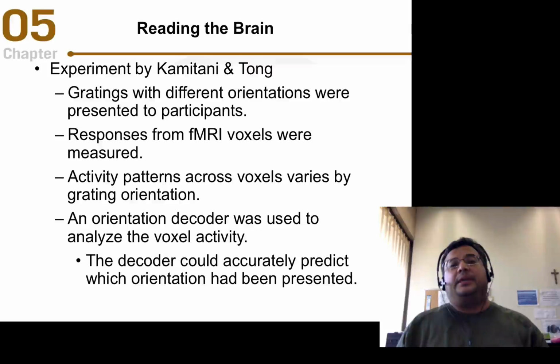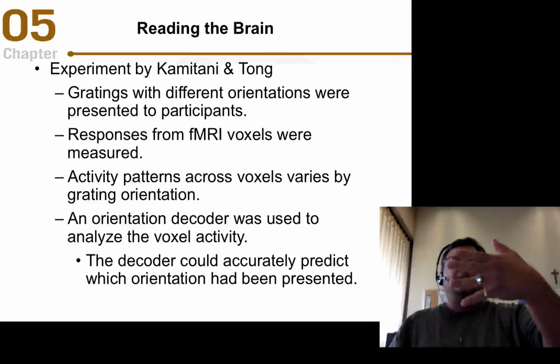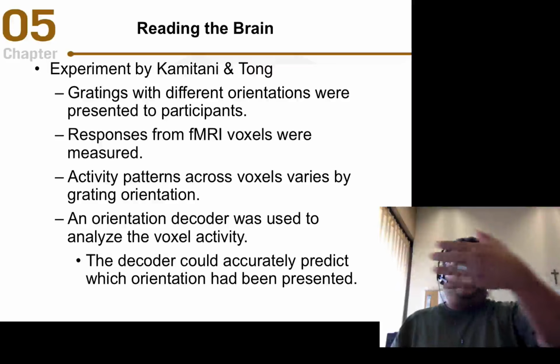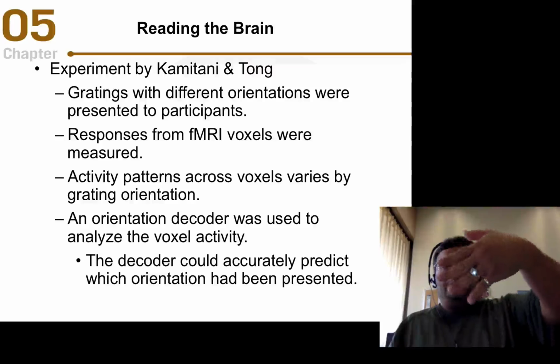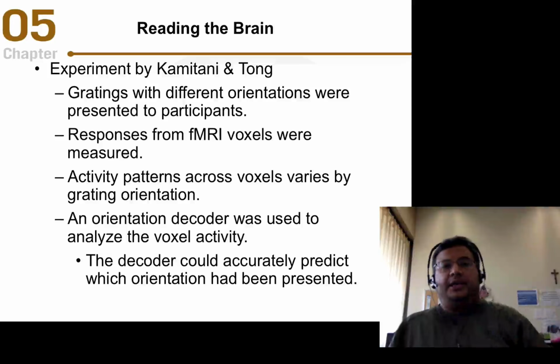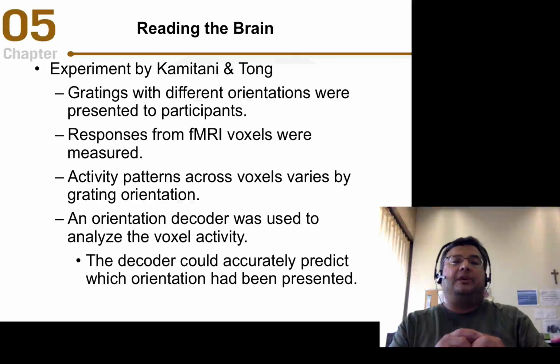And basically what they did was they looked at the way that a part of the visual cortex responded to different gratings. So remember, the gratings are those lines that can be oriented either horizontally or vertically or at an angle. And so they presented gratings of different orientations to people, and then they recorded the activity in a little section of cortex.